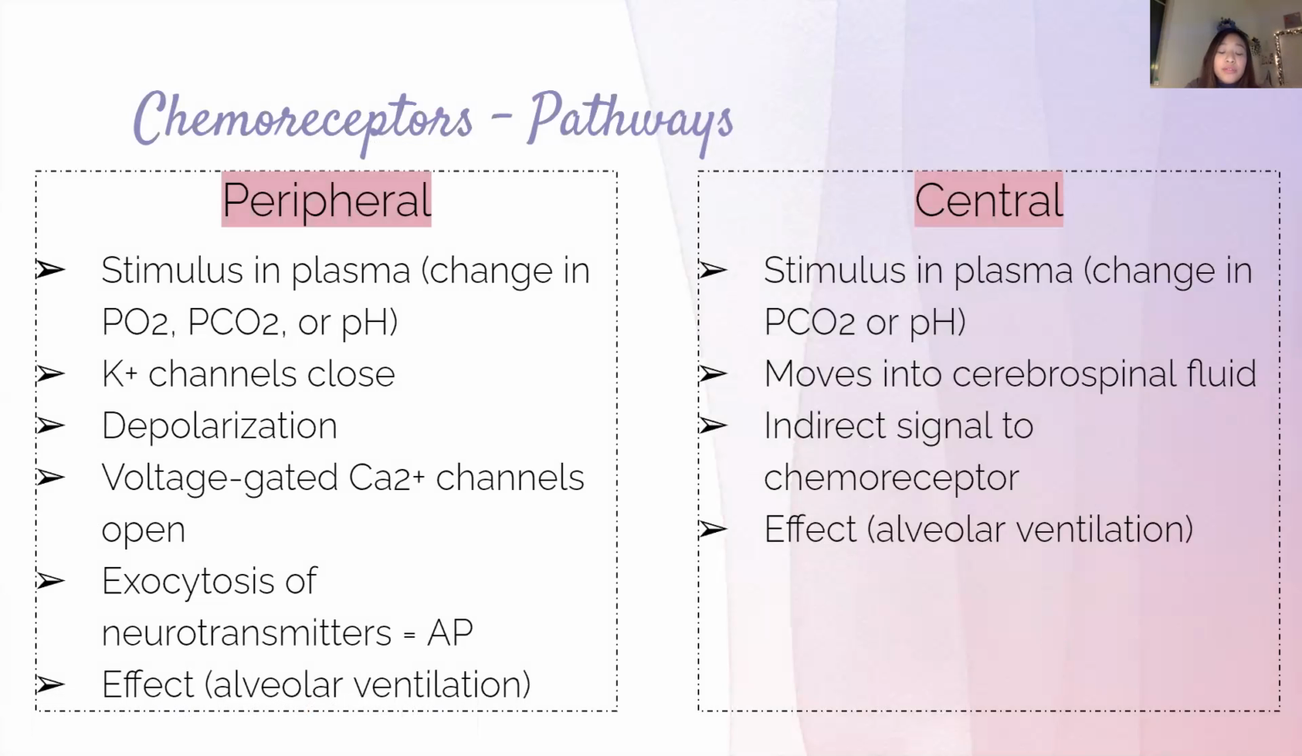All right, so I've just provided a breakdown of the pathways for each of them. For the peripheral, the stimulus is in the plasma. So there's going to be a depolarization, and there are calcium channels involved with this. At the end, there's going to be an exocytosis of neurotransmitters that trigger an action potential and lead to inhalation or exhalation. And for central chemoreceptors, there's a stimulus in the plasma that goes into the cerebrospinal fluid, which is indirect once again, and then it leads to the effect, which is inhalation or exhalation.